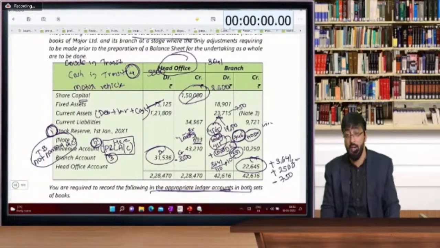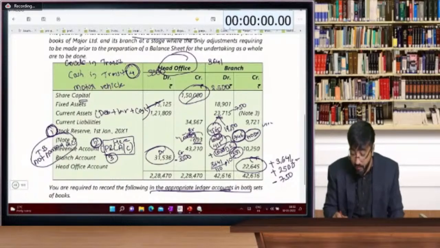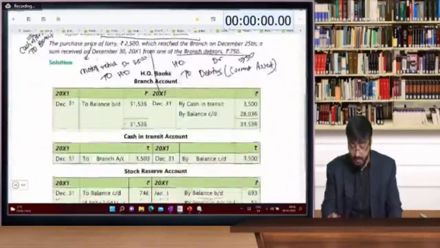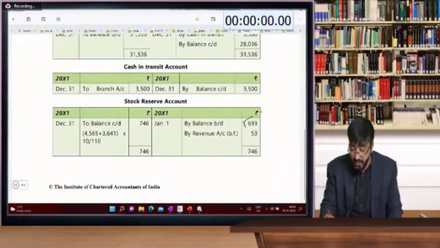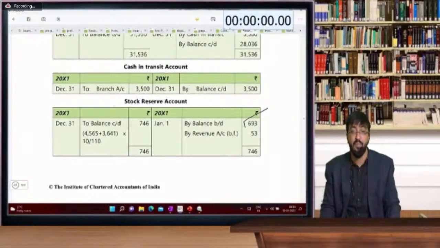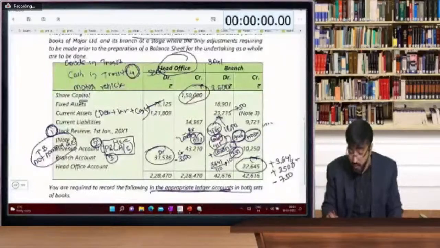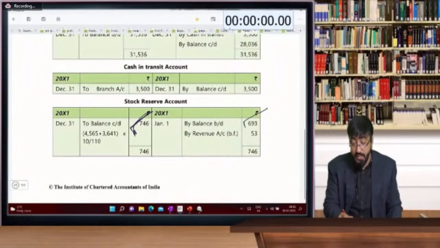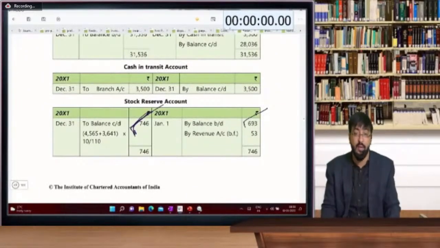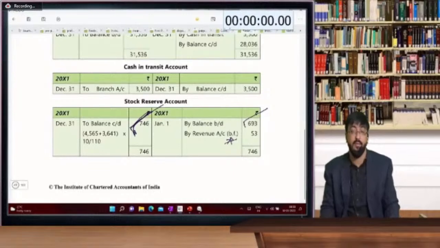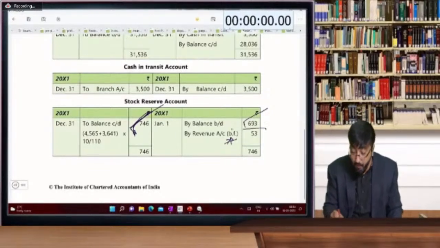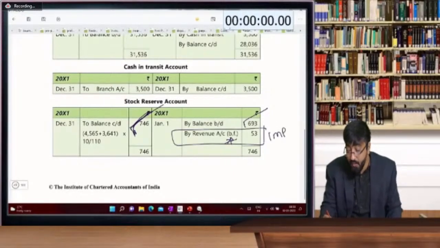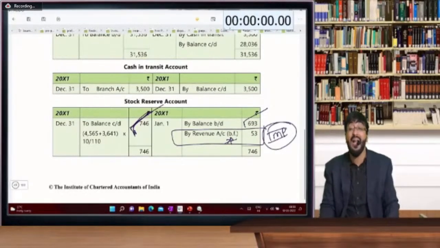Stock reserve account. See, stock reserve credit balance 693. You can check here, 693. And closing loading is 746, which we calculated. That will be entered on the debit side, to balance carried down, and the balancing figure. Now this is important: the balancing figure we transfer to P&L account. Opening loading and closing loading effects we have to give in the profit and loss account.